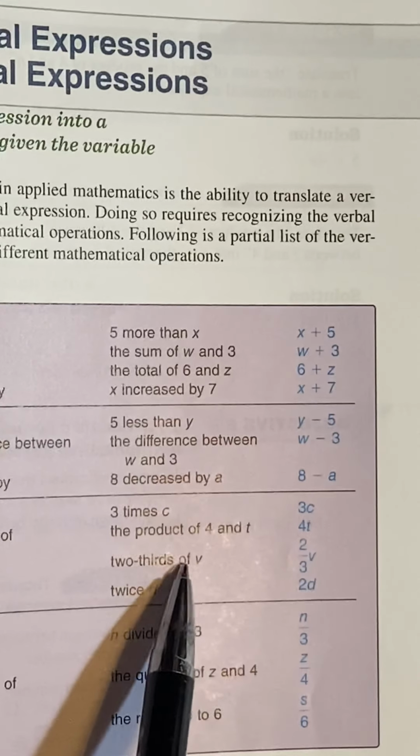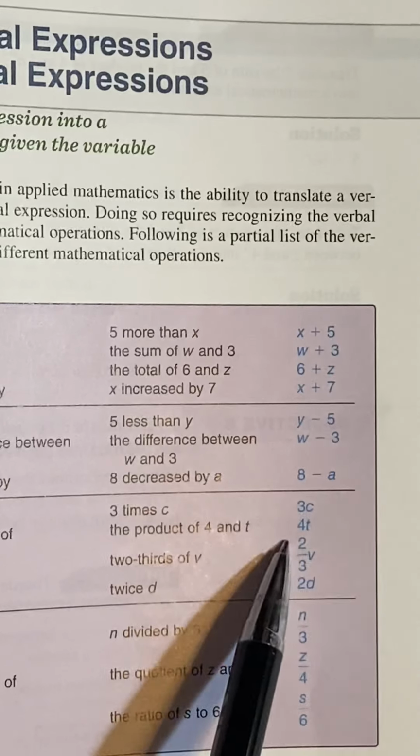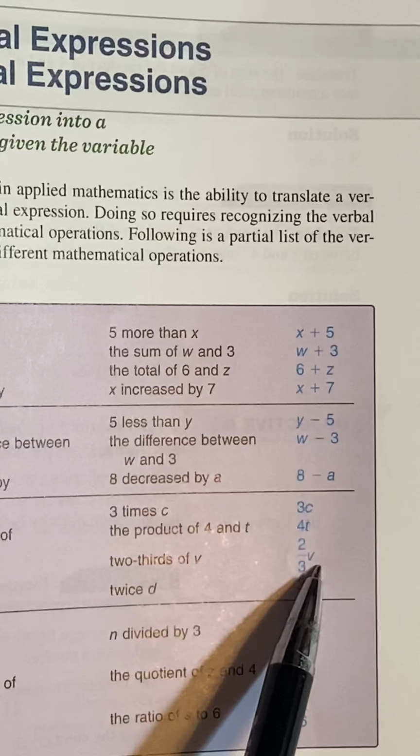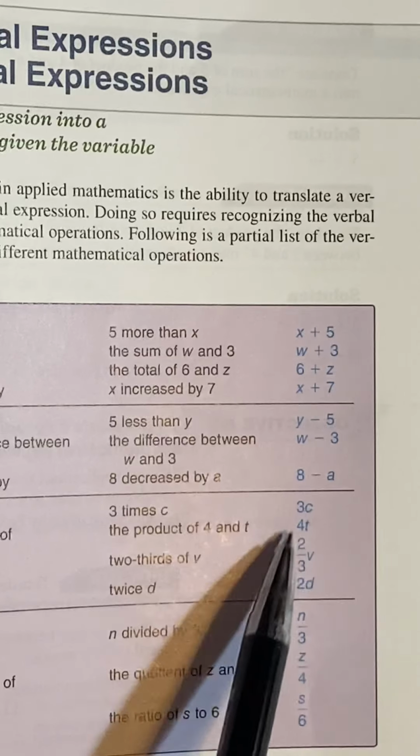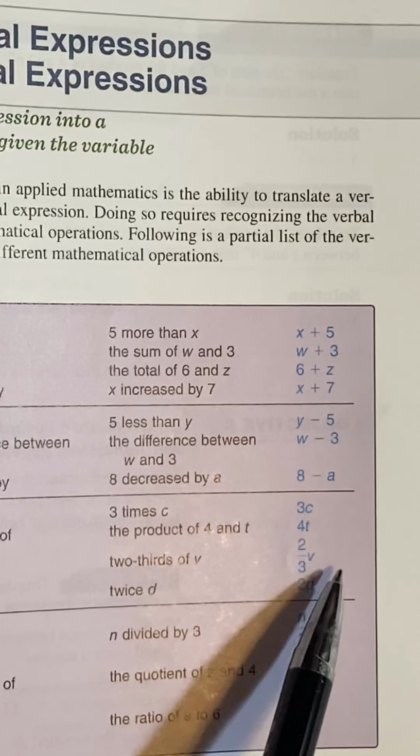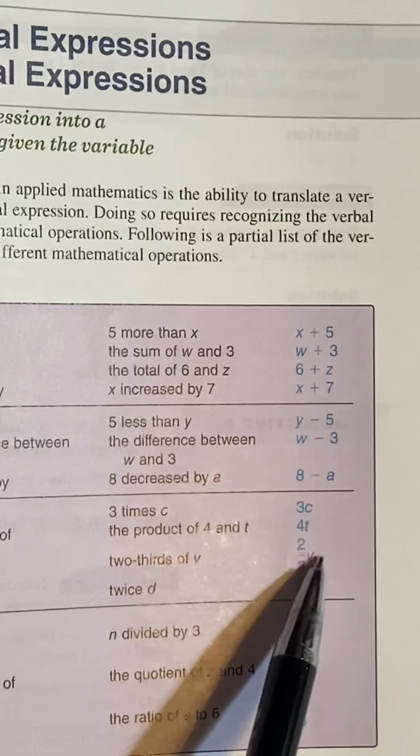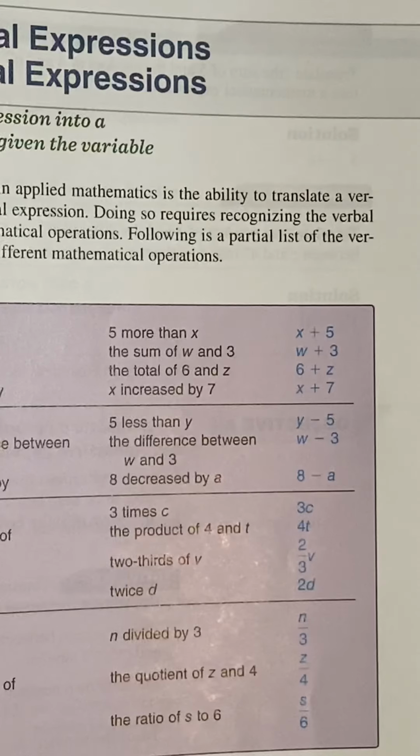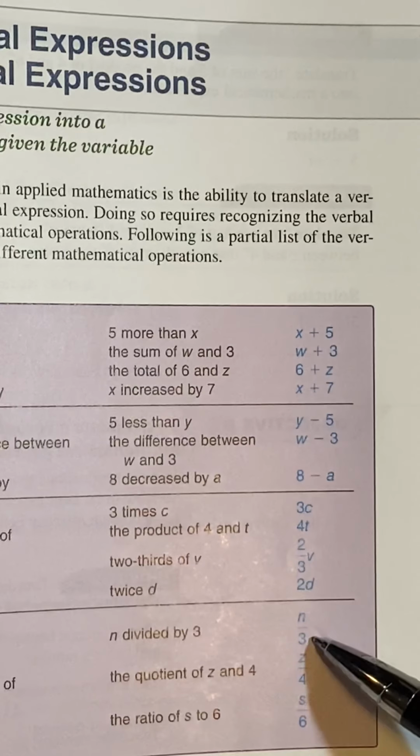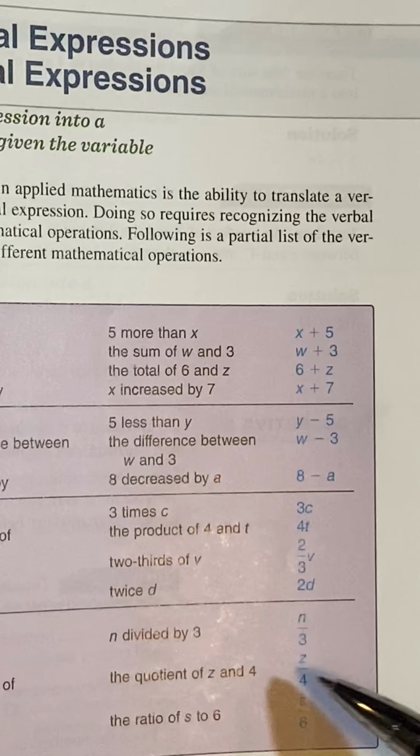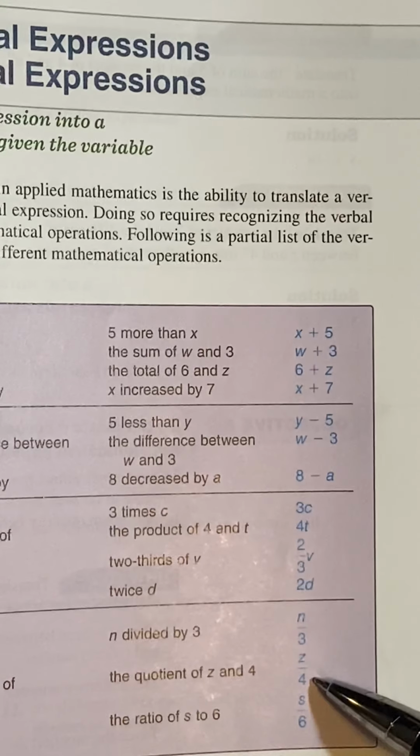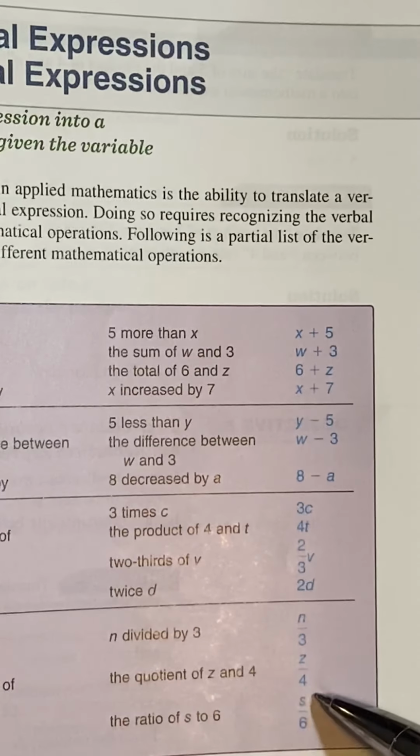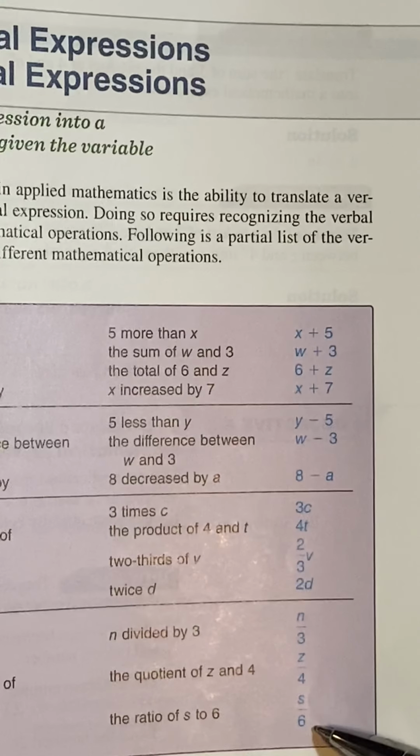2/3 of v. So 2/3 of means multiply, a number. This is a fraction, right? 2/3 is just one number, followed by the variable v. Twice d, 2d. N divided by 3. The quotient of z and 4. The ratio of s to 6. These are some vocabulary for division.